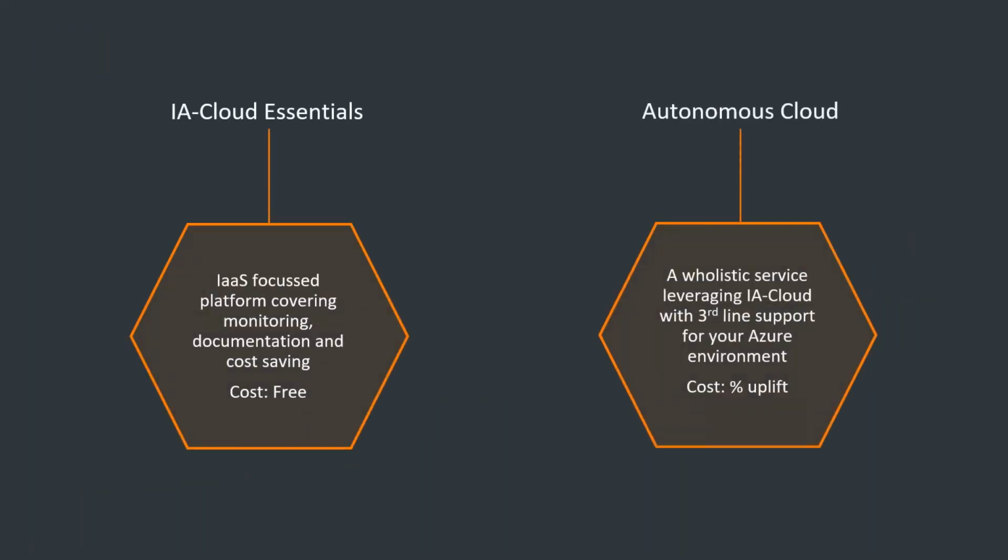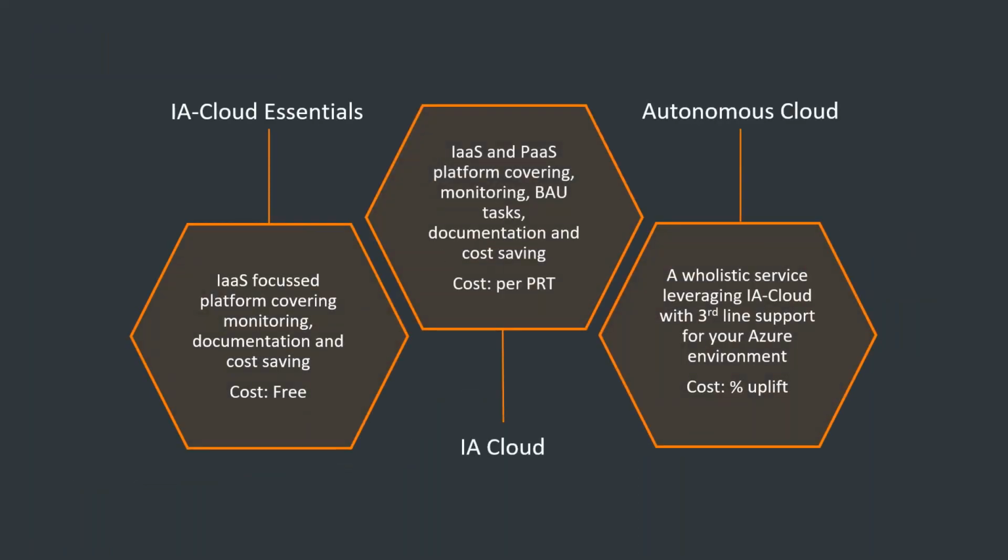And this is only the beginning of what we're trying to do. So there is the essentials piece, as I said, that doesn't cost you anything, so nice and free from that side. Then we go up into, okay, what are the larger services? How do we do something a bit more comprehensive? So we have IA Cloud, which is a platform-based approach. So that's purely the software. If you still want to be fully in control of your environment, we have IA Cloud for that. So that's licensed on what we call a PRT, so that's virtual machines, SQL servers, etc. from that side. Then we have Autonomous Cloud. Autonomous Cloud is a full management service, and that's based on a percentage uplift.